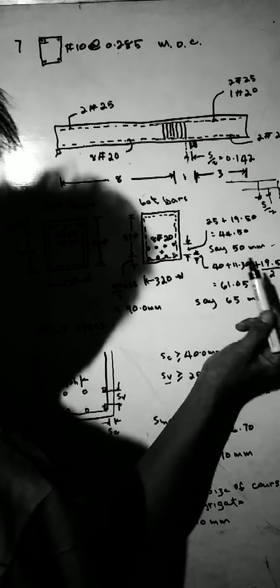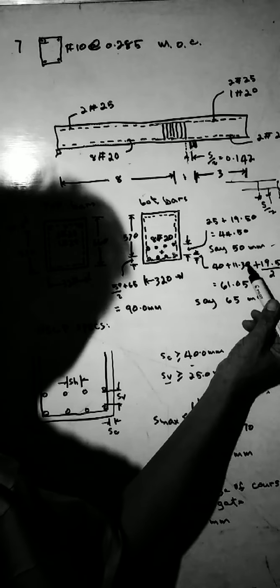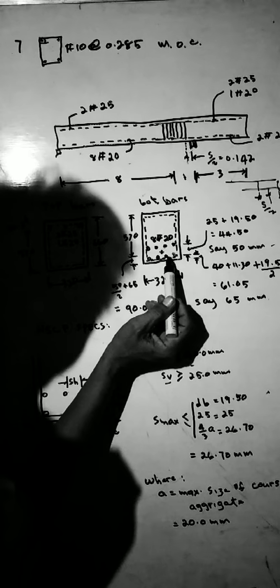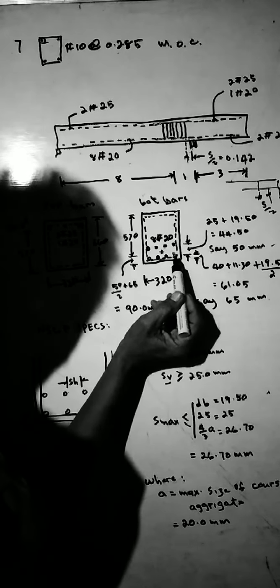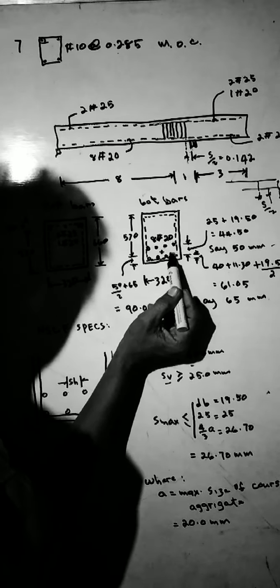For the center of the bar to the bottom of the beam, we have 40. 40 is this one. And the 11.30 is the diameter of the stirrup, plus 1/2 of the diameter of the reinforcing bar, which is 19.5 divided by 2, will give us 60.05, say 65 millimeter.